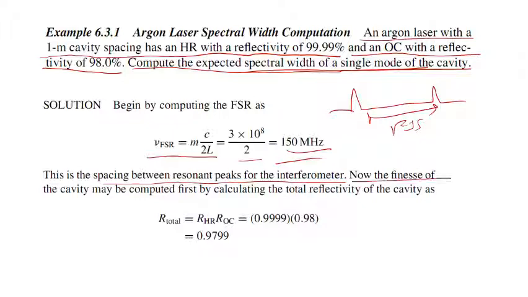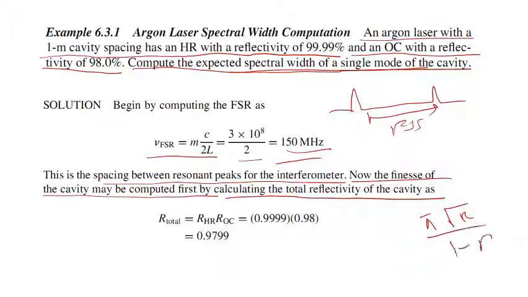Now the fineness of the cavity may be computed first by calculating the total reflectivity of the cavity. This is pi root R over 1 minus R. This is fineness. And the total reflectivity here is root of R_HR times R_OC, so 0.9799 is the answer. 0.99 is HR, and the optical coupler is 0.98. So this is how you can solve this example. Try by yourself.